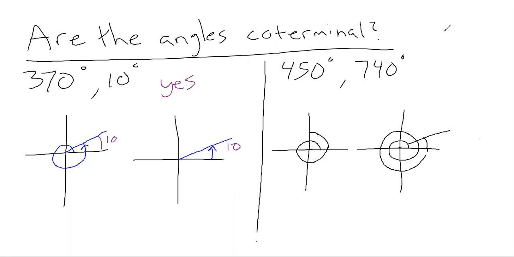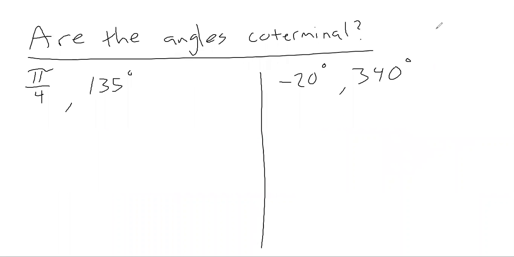Now if I look at these, the reference angles are definitely not the same. For this first one, I'd have a reference angle of 90 degrees. The second one, I have a reference angle of 20 degrees. So these are not coterminal. To be coterminal, I need to start at the 0, which they all do, but then end in the same location with the same reference angle, which the first pair of 370 and 10 did, and the second pair of 450 and 740 did not. So let's take a look at another one.